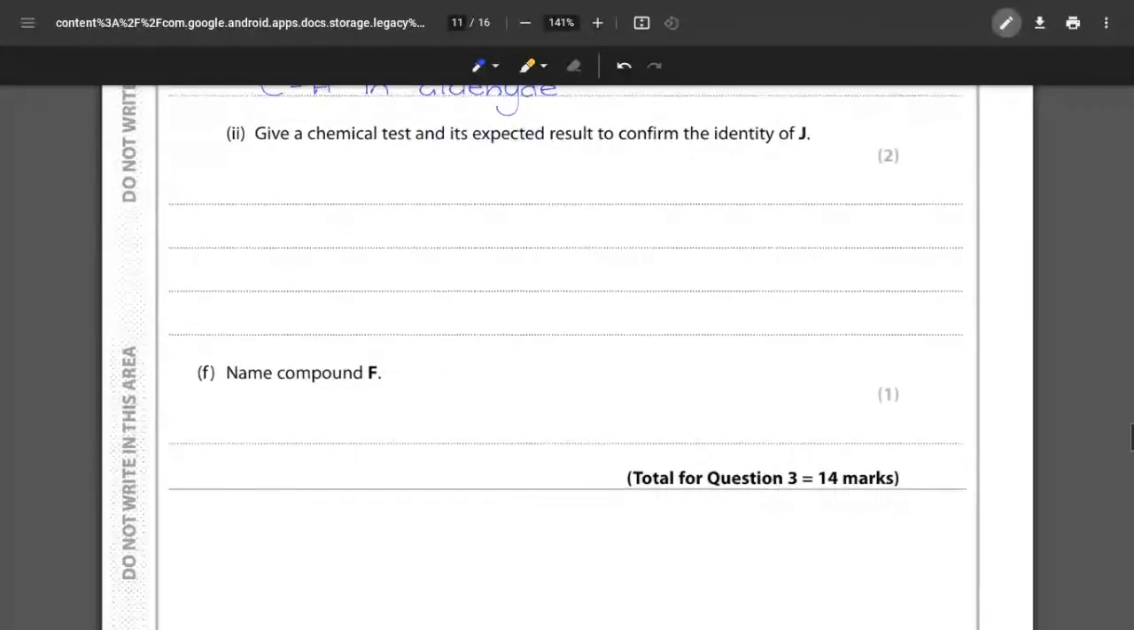For part two, we want to give a chemical test that will give that expected result. And there are a couple of possible answers that you could do here to identify that this is an aldehyde. So we can use our Fehling's solution, or you can say Benedict's, because both of them are very similar compounds. And that is going to give us a blue to a red precipitate. Very important that you must use the word precipitate if it is an aldehyde.